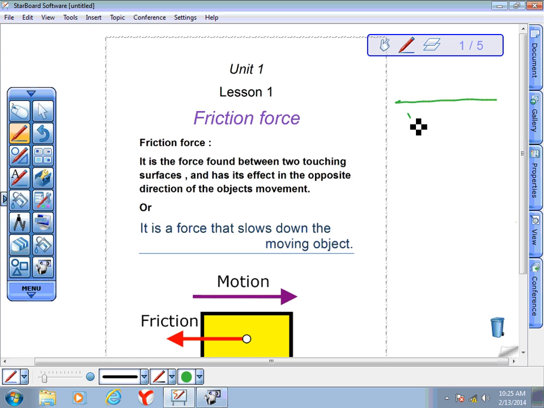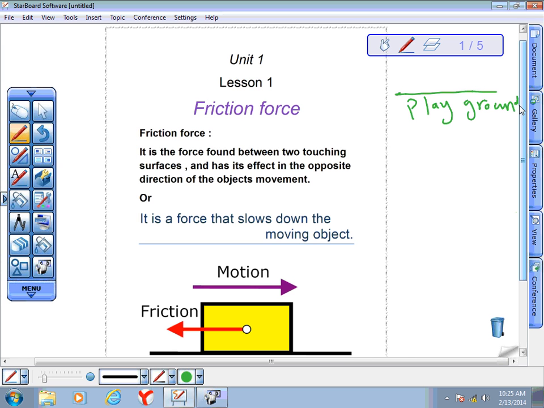This is a playground. Try to roll a rubber ball, and try to roll another ball on a smooth surface, like wet cement.